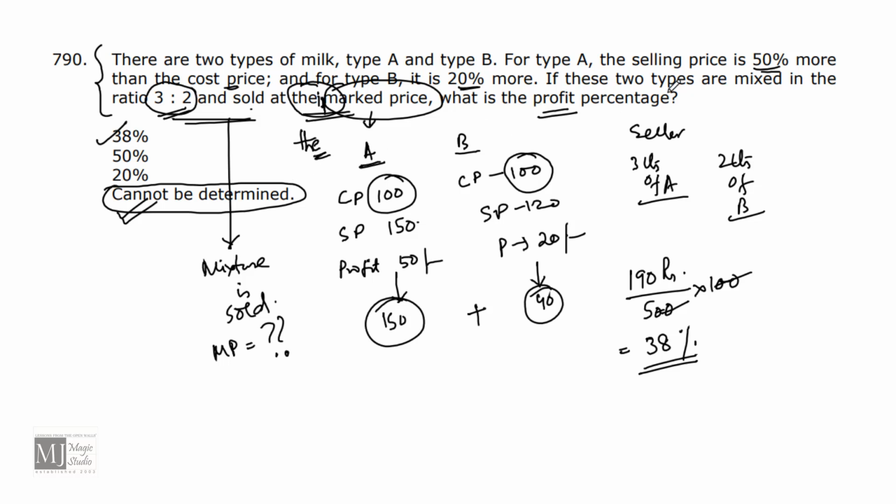If these two types are mixed in the ratio 3:2 and sold, what is sold? Are they sold individually or these two types of milk are sold as a mixture? If they are sold as a mixture, answer is cannot be determined. We cannot find how much profit he is making.